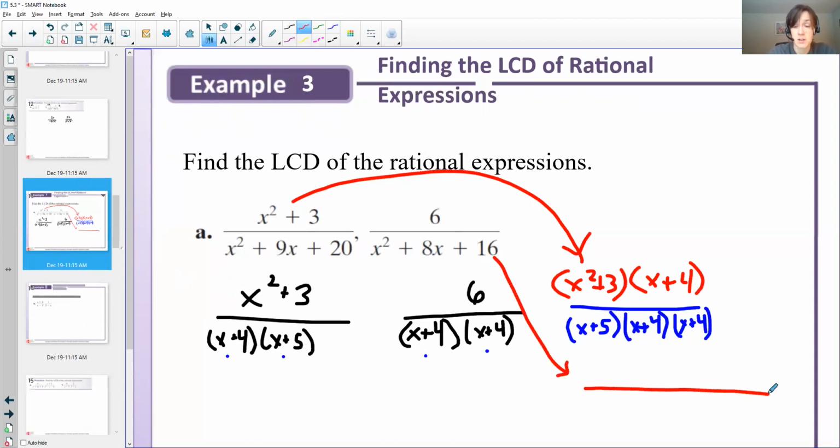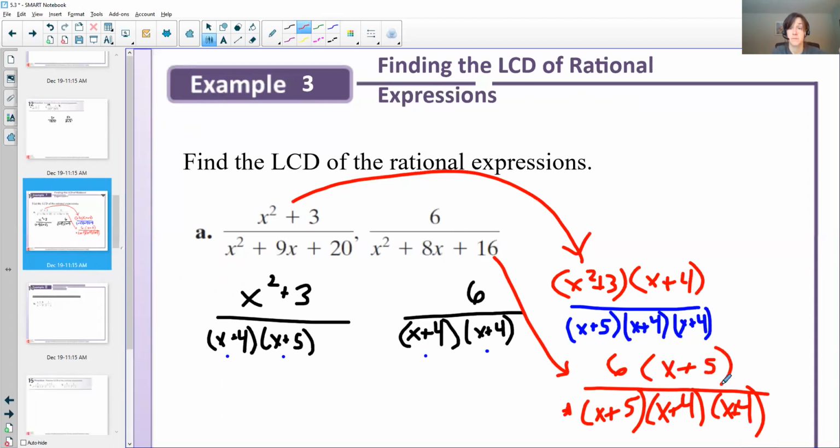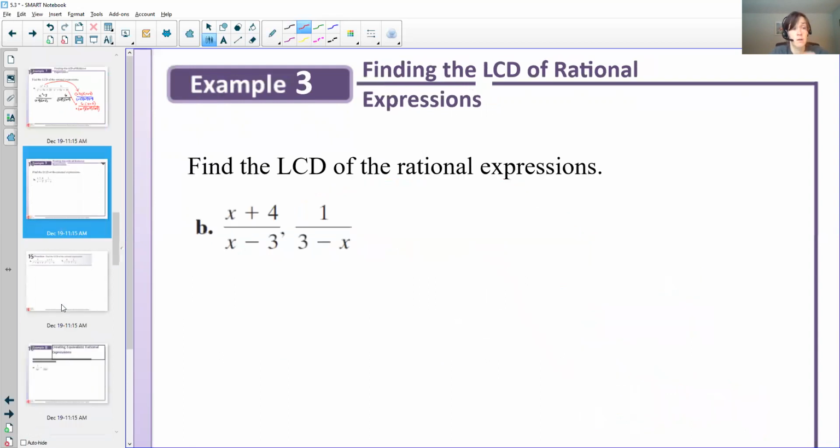Let's do the second one. The denominator is going to be x plus 5, x plus 4, and x plus 4. Oh, I forgot the plus. How did this one change? Well, the new thing here is this x plus 5, so I'm going to do 6 times x plus 5. That's it. Okay. Let's try another one.